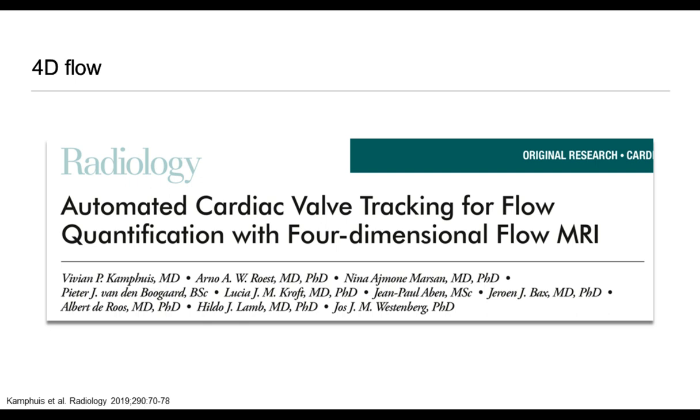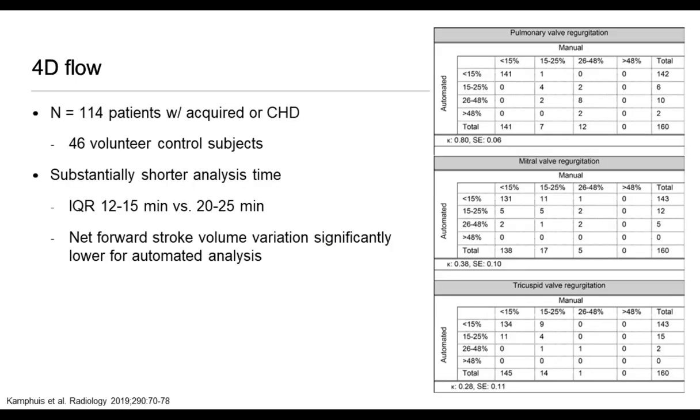So this study nicely showed this in 114 patients with acquired or congenital heart disease and 46 volunteer control subjects. And it showed that the quantification using the automated system is pretty well comparable to the fully manual quantification. For instance, if you look at net forward stroke volume variation, this was significantly lower for automated analysis versus human analysis.